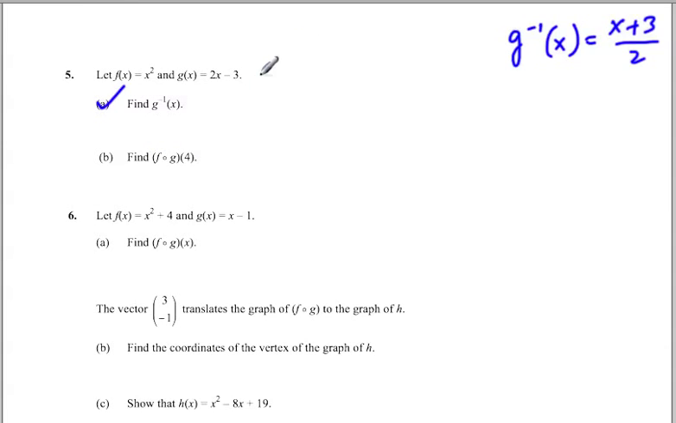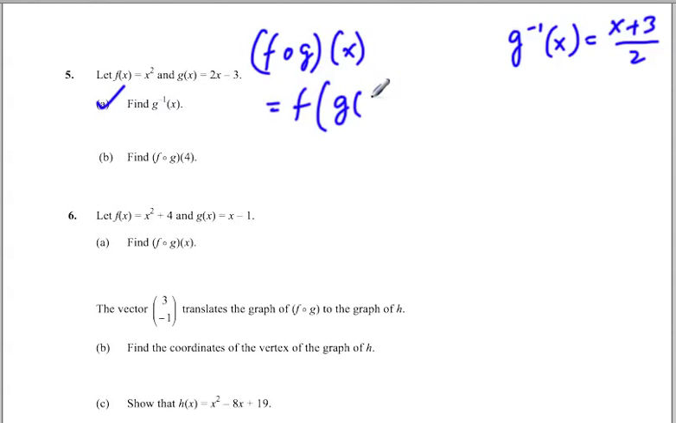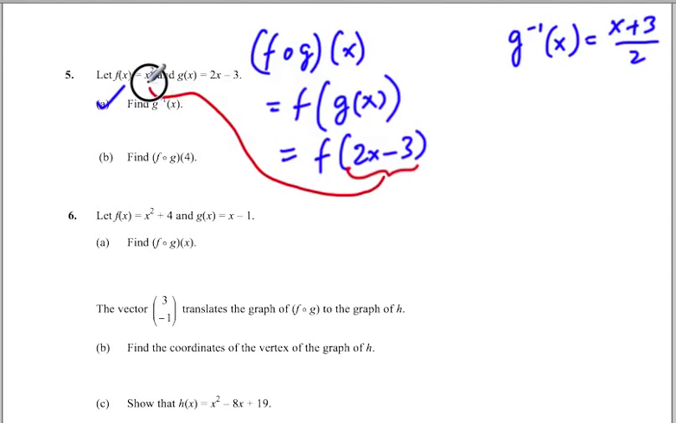Find f of g of 4. So first, always just find f of g of x. And g of x, as we said, is 2x minus 3. So f of 2x minus 3. Remember that you just take this argument and plug it right into the x in the f. So what this is going to equal is simply something squared, and that something happens to be this argument, 2x minus 3. You can just leave it like that. You don't have to expand it.